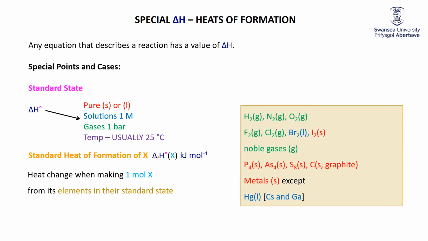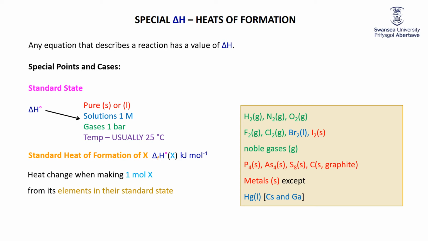Hydrogen, nitrogen, oxygen, standard state is diatomic gases. Fluorine, chlorine, diatomic gases. Bromine, diatomic liquid. Iodine, diatomic solid. Noble gases, of course, are monoatomic gases. There are some main group solids you need to know.